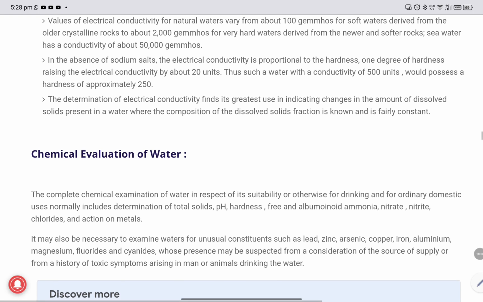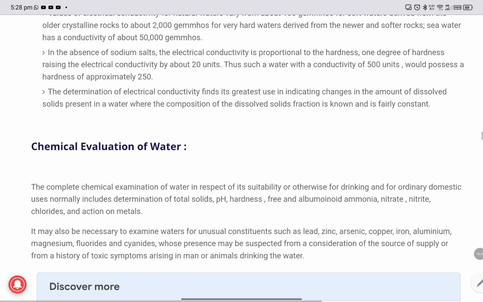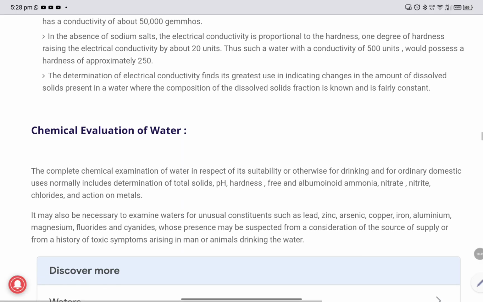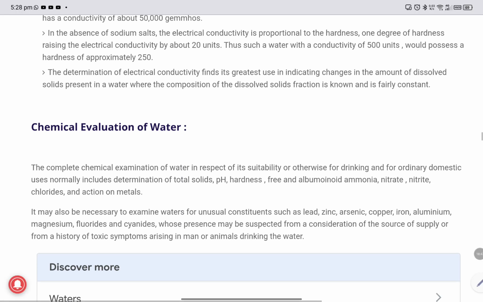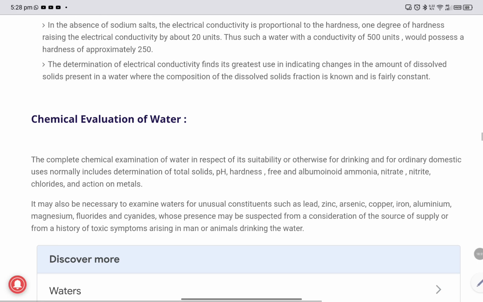The determination of electrical conductivity finds its greatest use in indicating changes in the amount of dissolved solids present in a water where the composition of the dissolved solid fraction is known and is fairly constant.